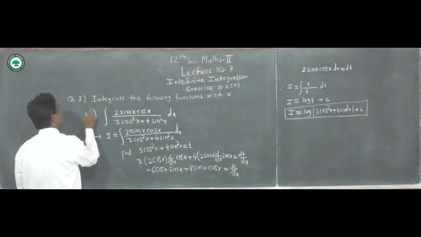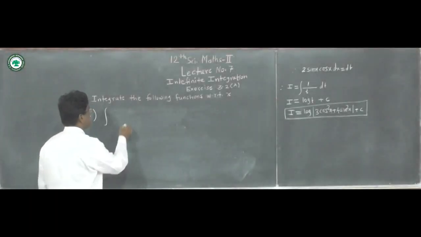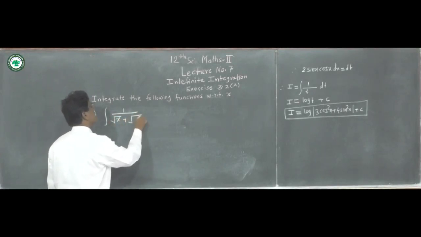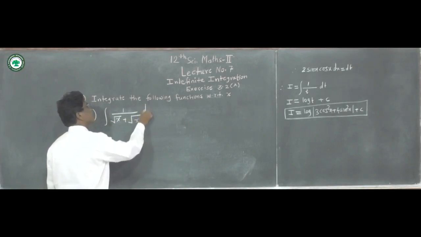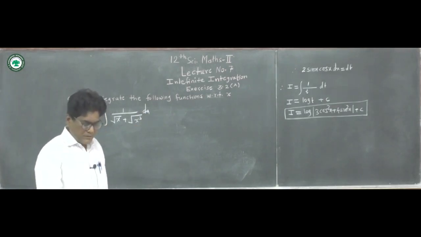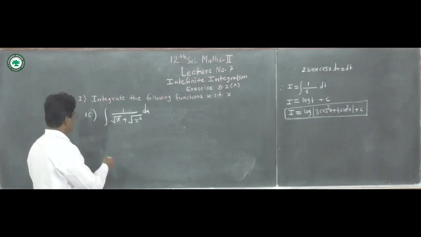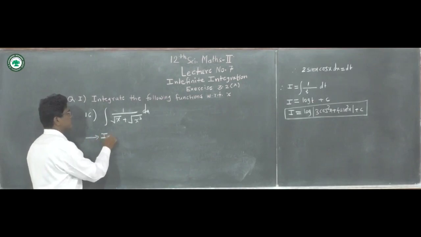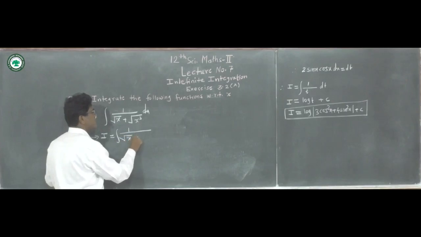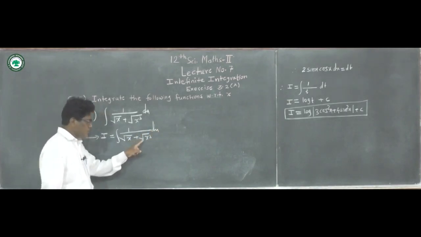Problem number 16. Integration of 1 upon root x plus root of x cube dx. So we have given the 16th problem as the integration of 1 upon root x plus root of x cube. Now call this I. Let I be equal to the integration of 1 upon root x plus root of x cube dx.